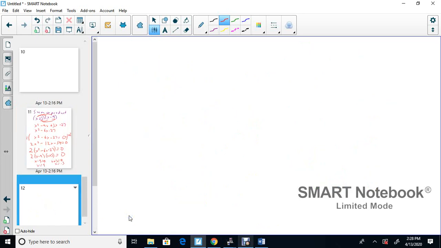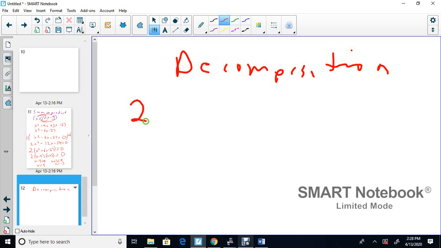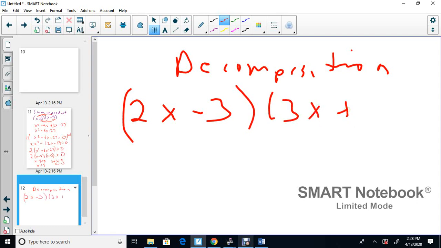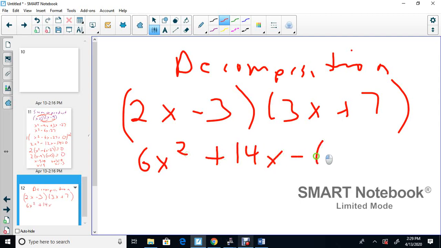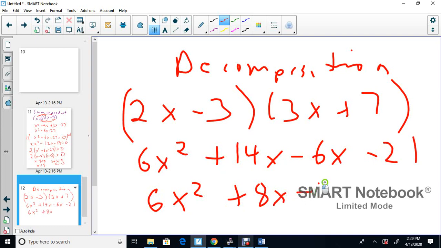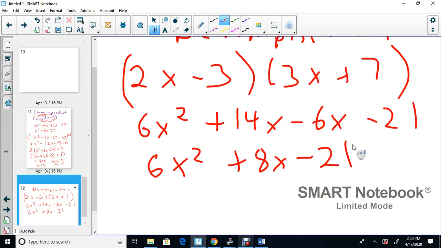Okay, decomposition. For decomposition, do the same thing. You create your question. 2x, maybe minus 3, maybe 3x plus 7. You multiply it all out, so you do expanding. 6x squared plus 14x minus 6x minus 21. And then you get 6x squared plus 8x minus 21. And there's your decomposition question.